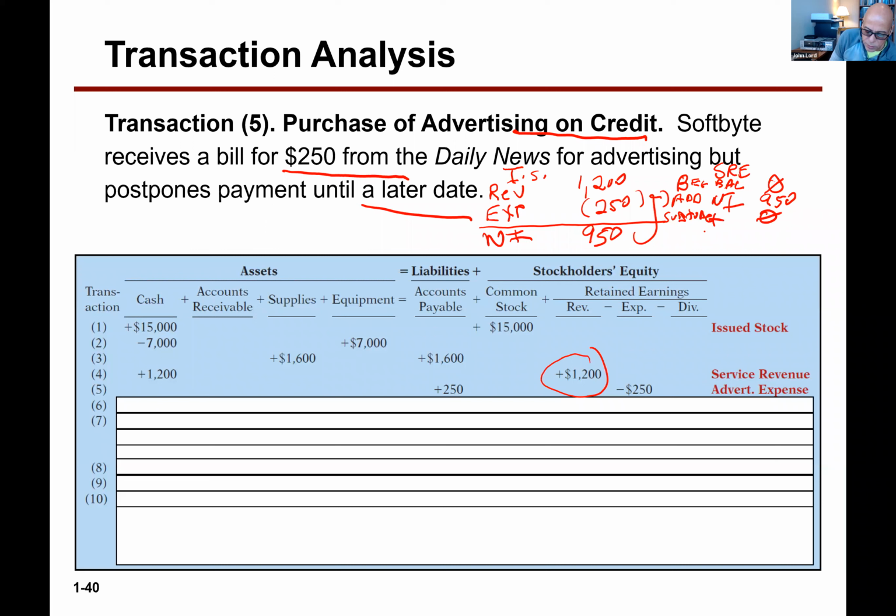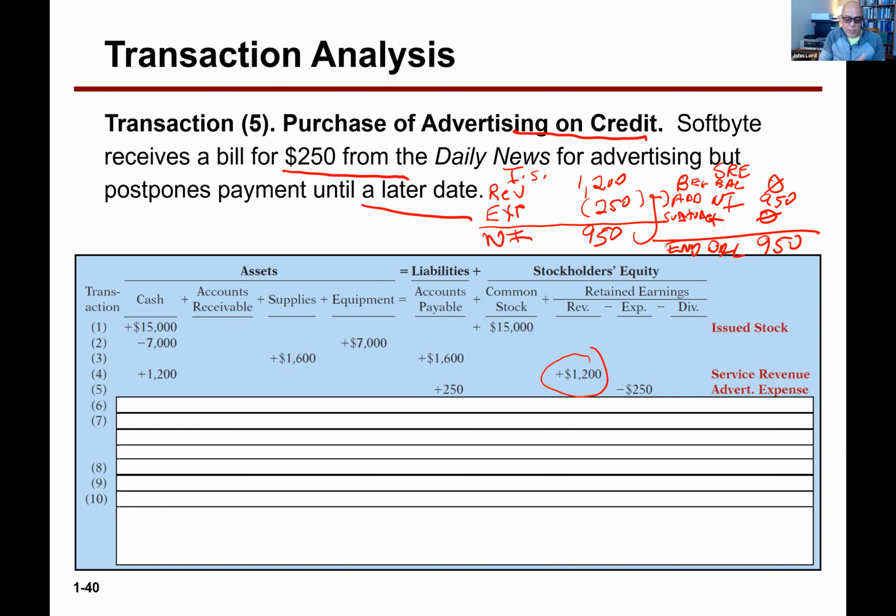For dividend is 0. And so the ending balance is what? 950? 950. Okay. And that then would be added to my retained earnings. That 950 was added to my retained earnings. That gives me the ending balance of retained earnings.